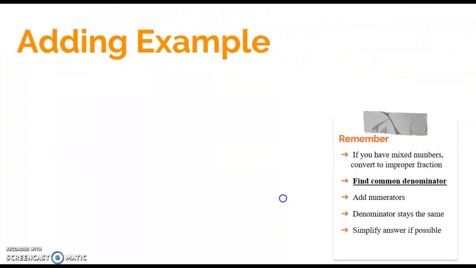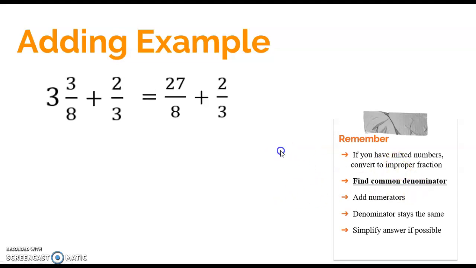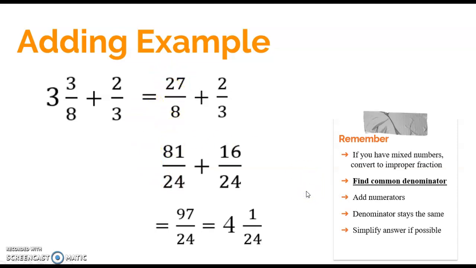All right, let's look at our first example. 3 3/8 plus 2/3. So we're going to convert our mixed number 3 3/8 to 27/8. 8 times 3 is 24 eighths plus 3 eighths gives us that 27/8. Find our common denominator, which is 24, and make equivalent fractions. So 8 times 3 is 24, 27 times 3 is 81. 81 24ths plus 16 24ths gives us this 97 24ths, which is a simplified improper fraction that your algebra teachers won't mind if you leave it that way, but it also simplifies to 4 1/24.